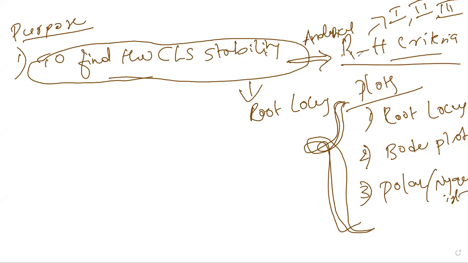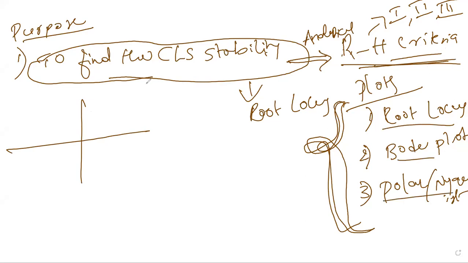And one more thing, the limitation of RH criteria: we can't exactly find the location of the roots on the S-plane. We don't know the exact location. With the help of RH criteria, we are not made aware of where exactly the poles are located. But with the help of root locus, Bode and polar plots, we can find the exact location of the roots.